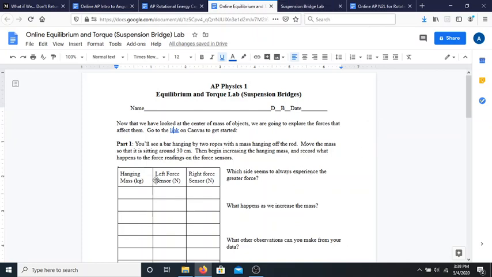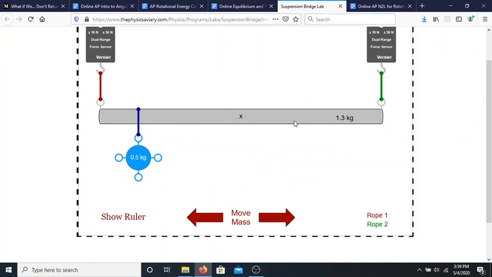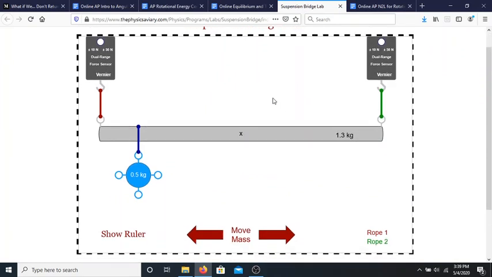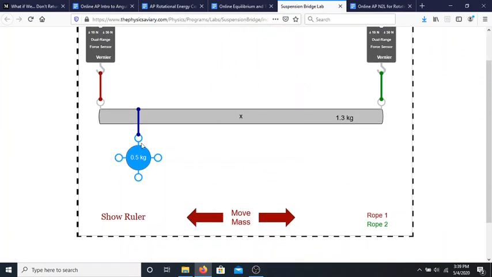You're going to click this link and open up a sheet that looks like this. Now, on this bar is a mass that we have hung. You are going to be able to do two things: you can either change the mass by clicking it, or you can change where the mass is.